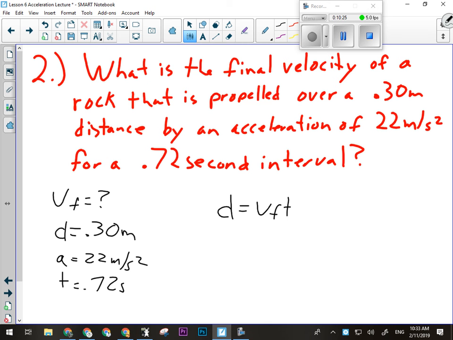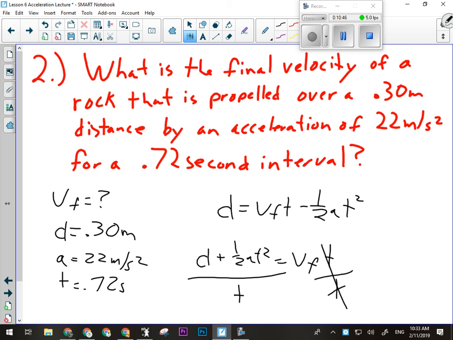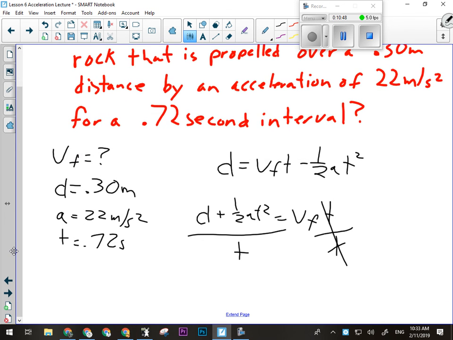Exactly. D equals VF times T minus 1/2 AT squared. All right, first thing I want to do if I'm solving for VF is move 1/2 AT squared over to this side by adding it. So D plus 1/2 AT squared is going to equal VF times T. Then I'll just divide both sides by T, and I've got VF by itself here.